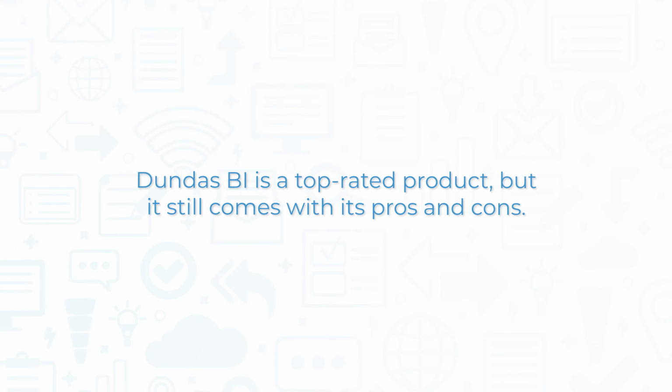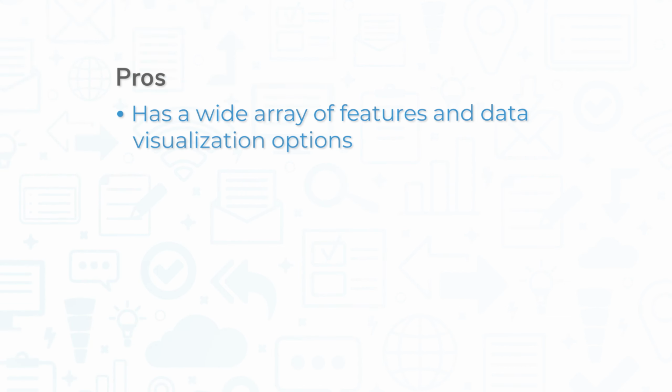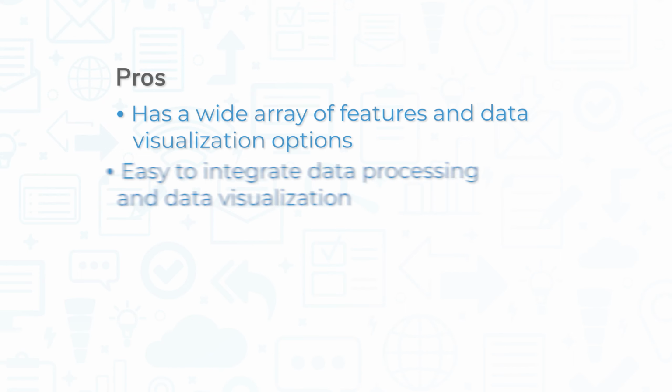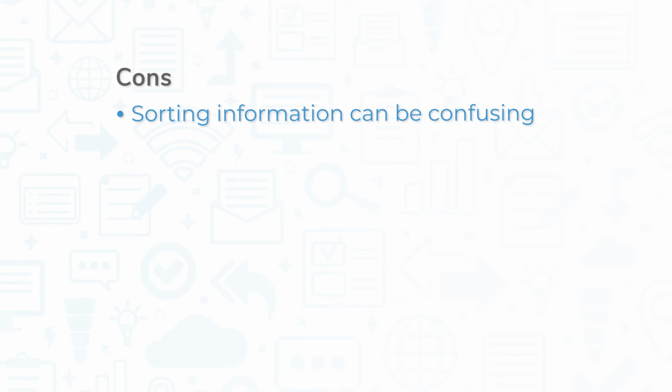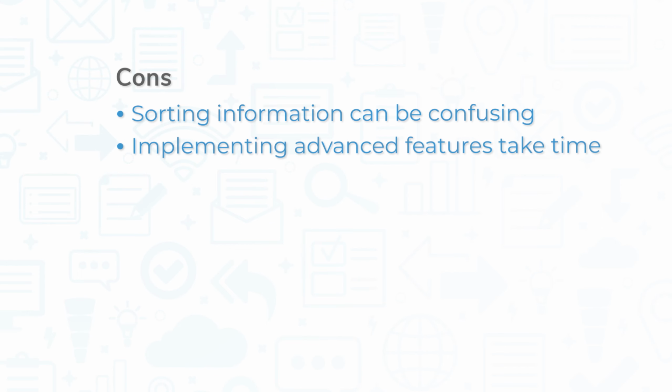Dundas BI is a top-rated product, but it still comes with its pros and cons. Users appreciate the wide array of features and data visualization options available out of the box. They also note how easy it is to integrate data processing and data visualization. However, some users complain that sorting information in matrices or data cubes can be confusing and cumbersome. Also, users note that it takes a significant amount of time to implement some of the more advanced features.